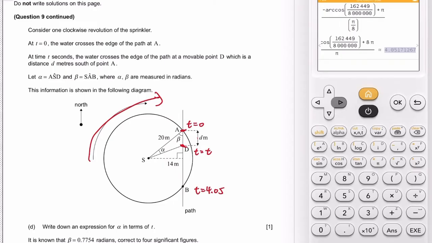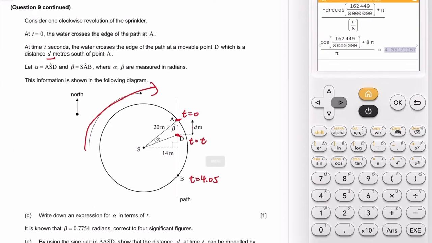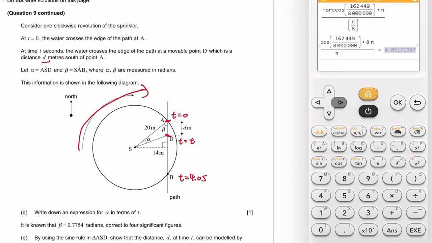Which is of distance d, south of A. Let angle alpha, let angle beta. Find an expression for alpha in terms of t.